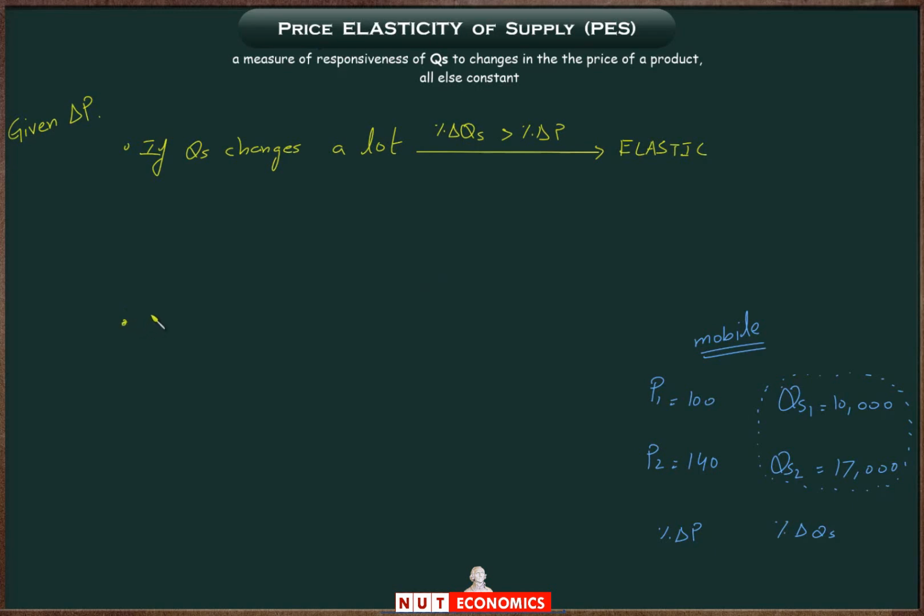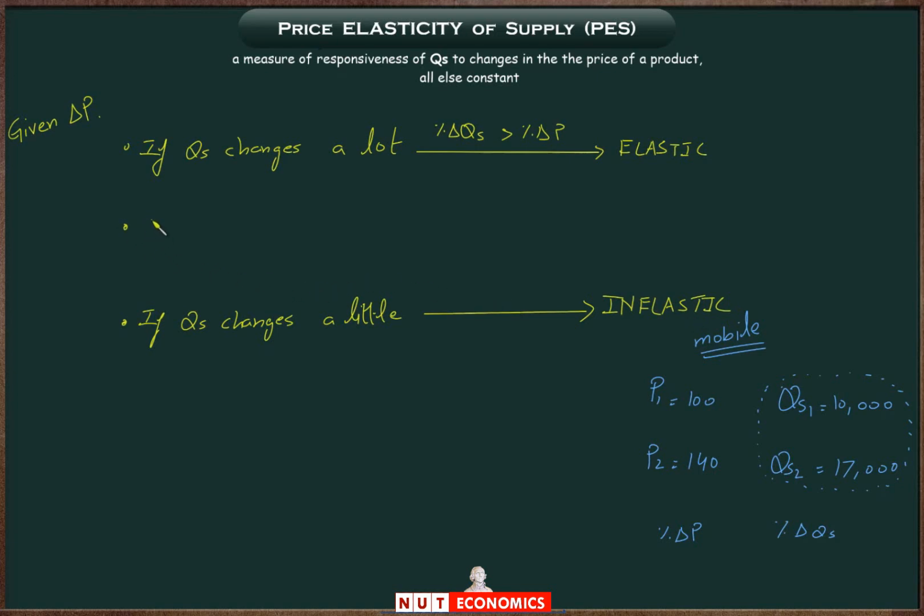On the other hand, if you observe that given a change in price, quantity supplied changes, but it changes just a little bit, that is where we say that the supply of the product is inelastic. It's unlike a rubber band. It does not respond, it does not change a lot when the price of a product changes.